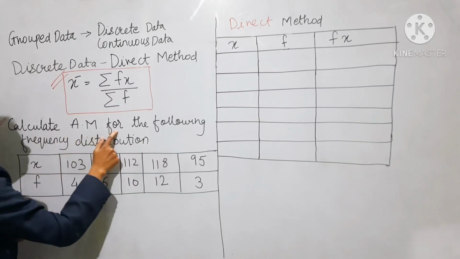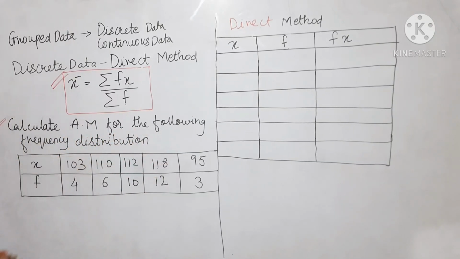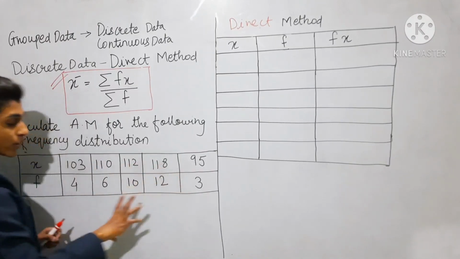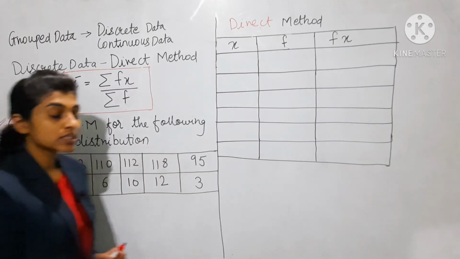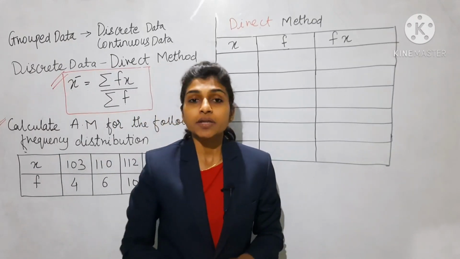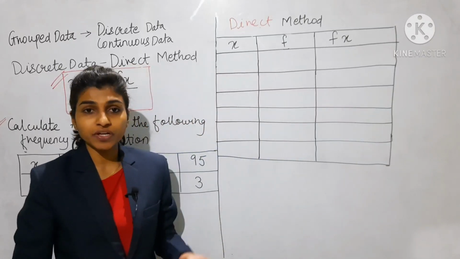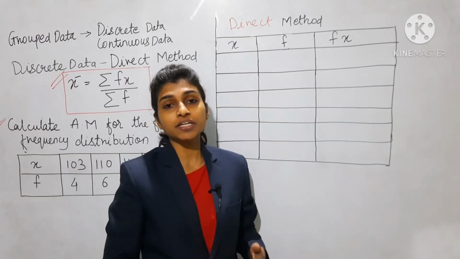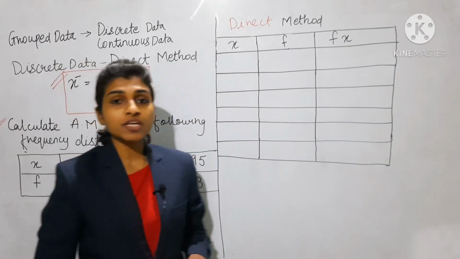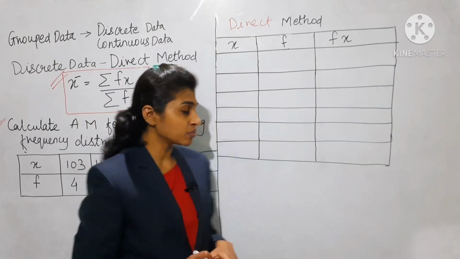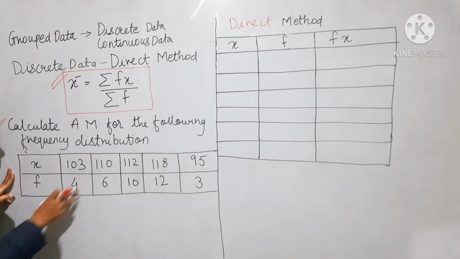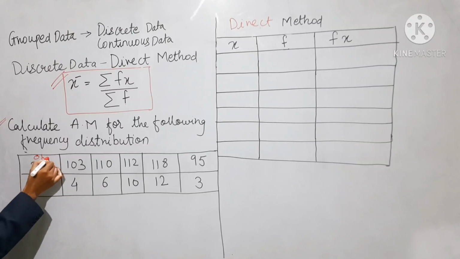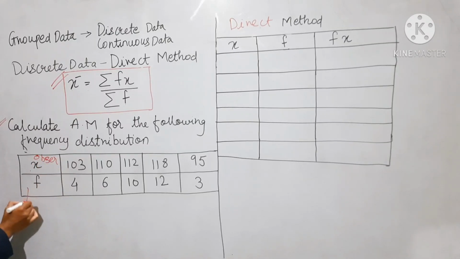Calculate arithmetic mean for the following frequency distribution. Okay, this is the frequency distribution. Anything given in the table, observation as well as the frequency, is called a frequency distribution. In my last lecture I explained what frequency distribution is, and we have seen examples as well as the important terms related to frequency distribution. You can watch that video, you will find the link in the description box. So this is the discrete type of data and this is the frequency distribution. X means observation and F means frequency.